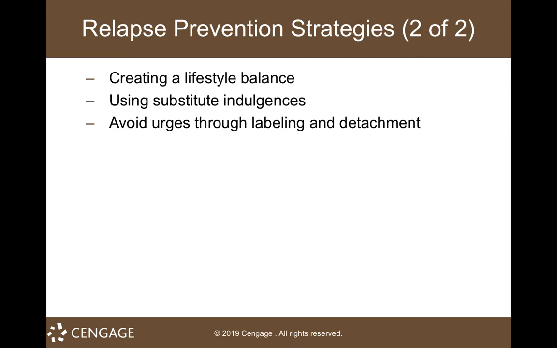And then we want to avoid urges through labeling and detachment. It's controversial when you go to a 12-step group, "Hi, my name is so-and-so, and I'm an addict or an alcoholic." Is that helpful or harmful? And there's thoughts on either way. One, it takes the isolation out of it, and everybody's there for the same reason, which is good. Two, sometimes people feel like, well, is that all I am?